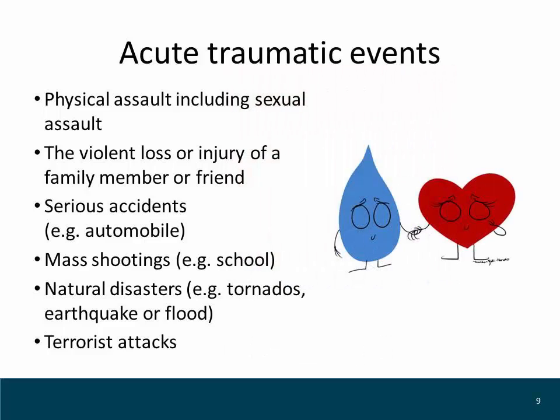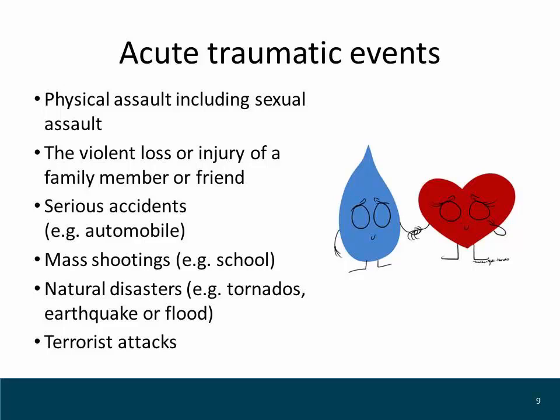Acute traumatic events are when a child experiences a serious injury or witnesses someone else's serious injury or death. A child may experience trauma around an imminent threat of injury or death to themselves or others. Acute traumatic events are typically one-time or short-lived events occurring in a particular time and place.